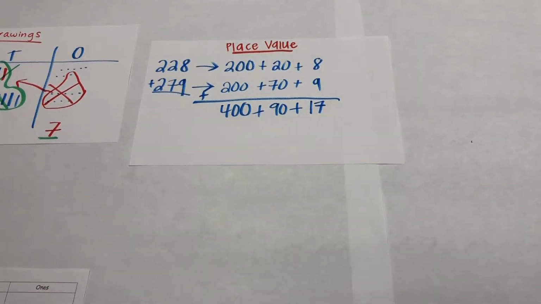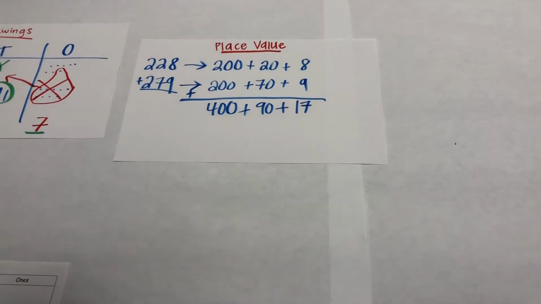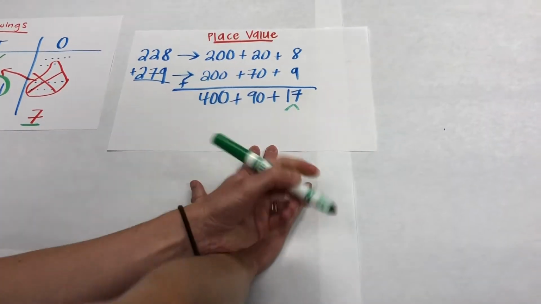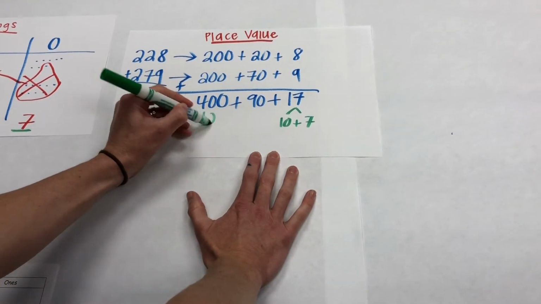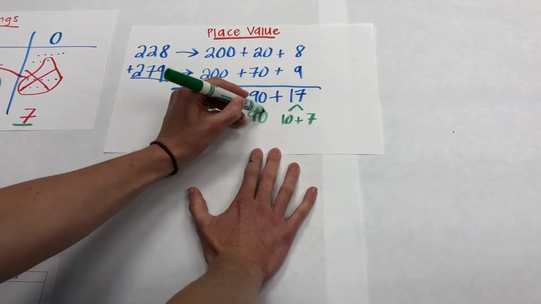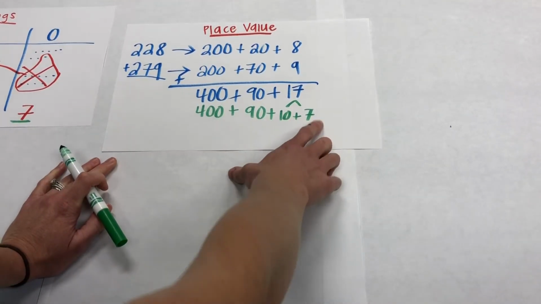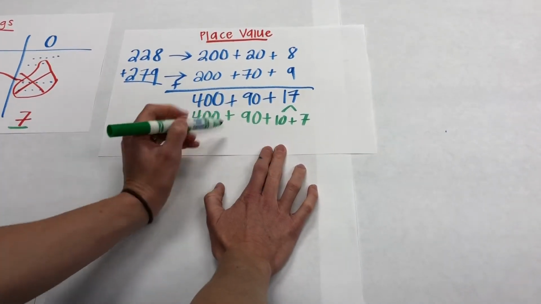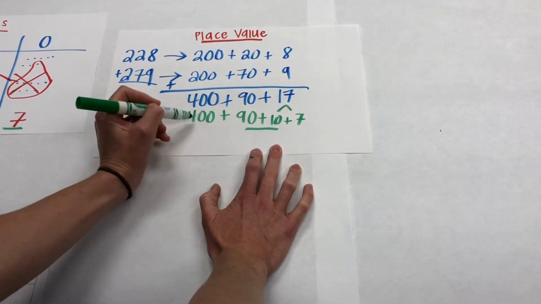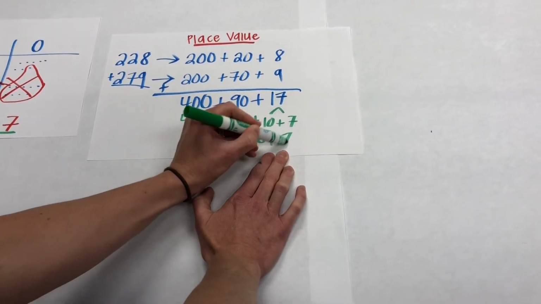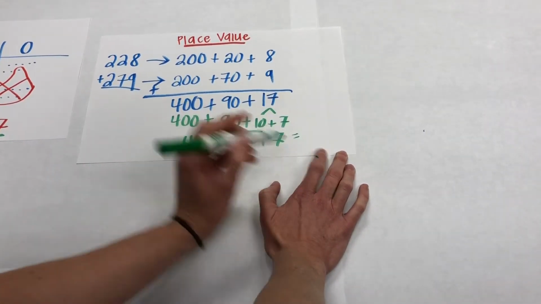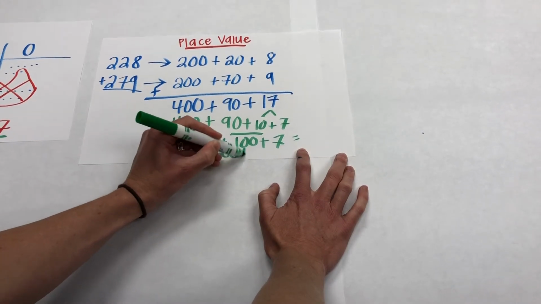To go from here, you have multiple ways that they could, but one way that you could do it is decompose your 17 into 10 plus 7. So I could have 400 plus 90 plus 10 plus 7. I can see that this is a group of 100, and I have 400 plus 100 plus 7, which gets me 507.